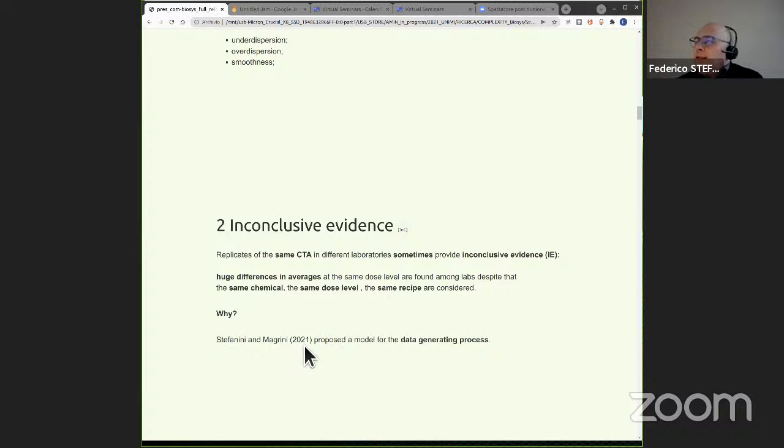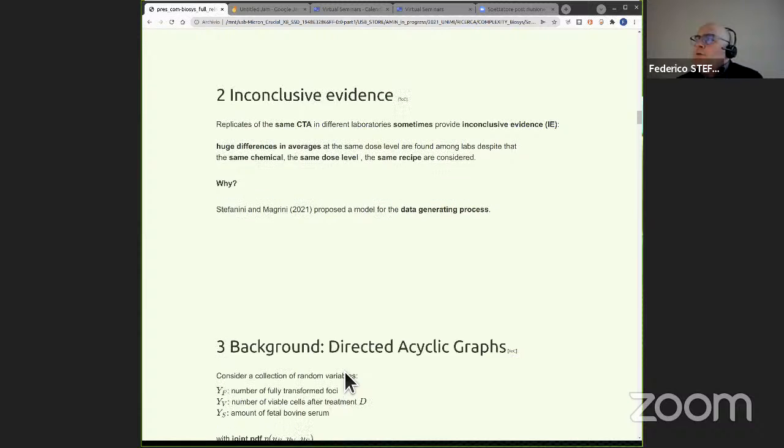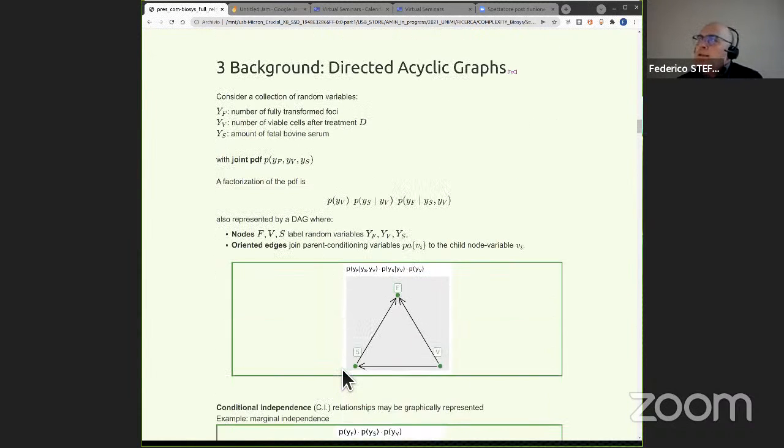So Stefanini and Magrini in 2021 proposed a model for the data generating process of the cell transformation assay. But before providing some details on this class of models, we need to introduce some tools useful in our discussion. In particular, directed acyclic graphs. And we start with an example. Please consider three random variables, YF, YV, and YS: the number of fully transformed foci, the number of viable cells, and the amount of fetal bovine serum.